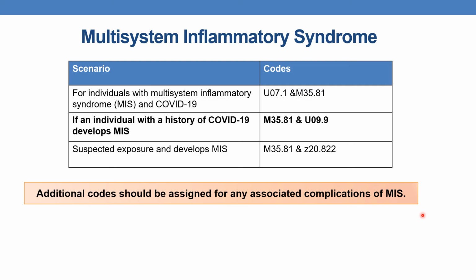Any additional codes should be assigned for any associated complications of multi-system inflammatory syndrome. Along with the M35.81 code, additional codes should be assigned for any associated complications of MIS, that is nothing but multi-system inflammatory syndrome. By this, we complete the guidelines for chapter 13.